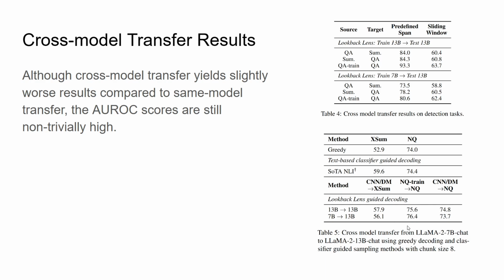And then you can also look at some cross-model transfer on the decoding task. The first thing was the detection task, but now you have the decoding task. If you use the greedy thing, you get these scores which we already saw before. If you use the SOTA NLI thing, you get these scores. If you train on 13B and test on 13B, these are the scores you get. While if you train on 7B and test on 13B, these are the scores. So in some cases, it even outperforms everything else, right? And it is still fairly close.